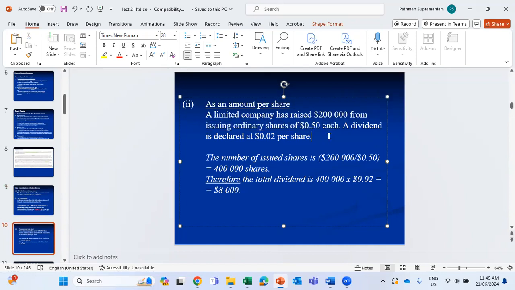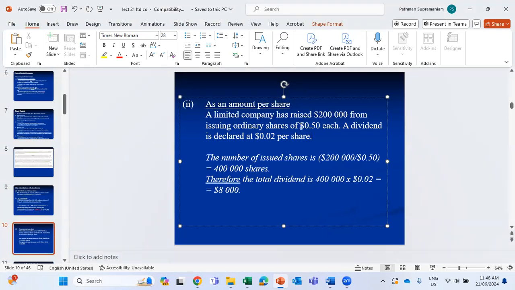Now, Xuan Li, what is the nominal value of the share now? How much is each share? What's the nominal value per share? $0.50, huh? Yeah, 50 cents. Remember, I said it's not necessarily $1 or $10.